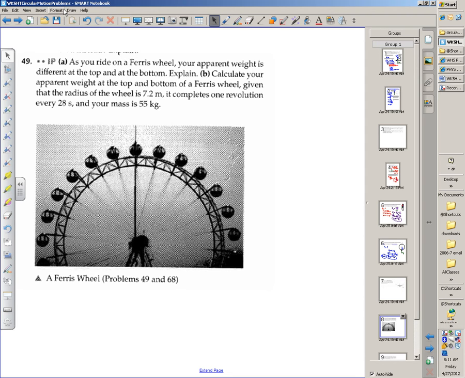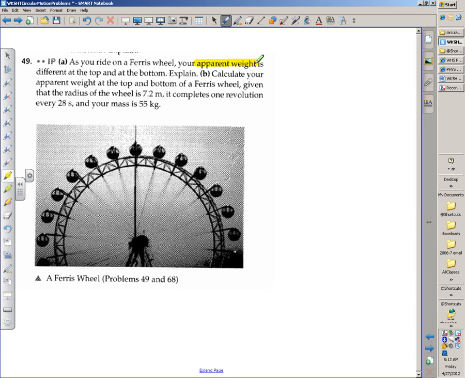We'll do part B first because it's easier to explain part A with numbers from part B, so let's go with that. First, we have to introduce a new term. Apparent weight. We've talked about weight earlier in this class. What did we say that our definition of weight was? Anybody? Force of gravity. Force of gravity that is acting on you. So we've talked about weight being equal to the force of gravity.